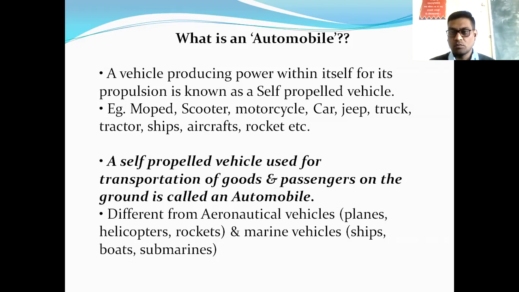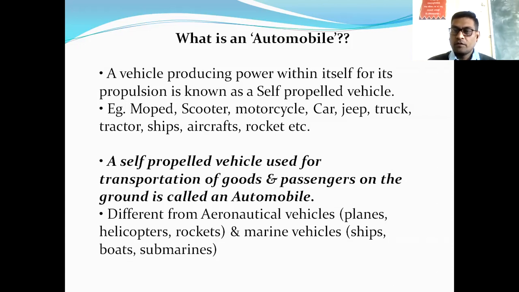called an automobile. Now, there is a self-propelled vehicle, and that self-propelled vehicle is basically used for transportation of goods and passengers, but on the ground. So that vehicle has to travel on the ground, and if it is used for the transportation of goods and passengers, then we can call that self-propelled vehicle an automobile. From the above examples, you can see the moped, scooters, motorcycle, car, jeep, truck, tractors, all these are automobiles, irrespective of ship, aircraft, rocket, etc., because they are not traveling on the ground.